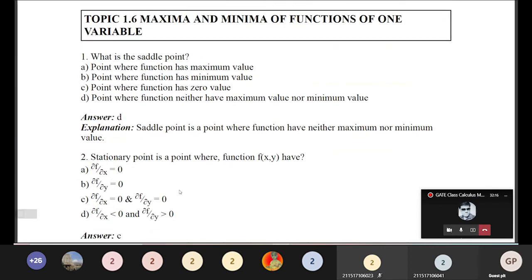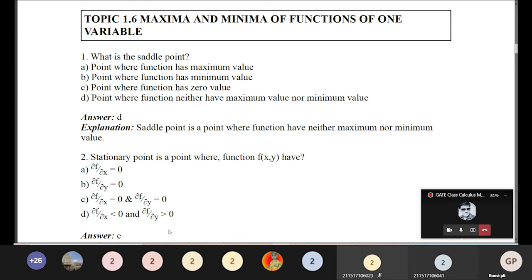Okay, now we move to maxima and minima of functions of one variable. This is the topic we discussed in the last class, and now we discuss some multiple choice questions here. What is a saddle point? That is the definition they are asking. A saddle point is a point where the function has neither maximum nor minimum. Sometimes we have functions like that. Whatever input we give, we can't get a minimum or maximum value.